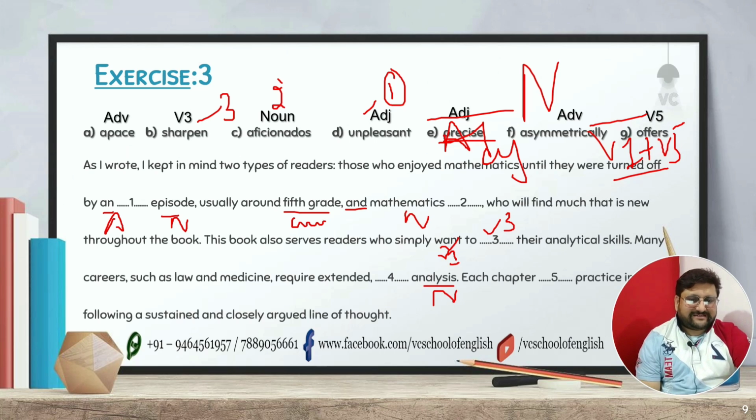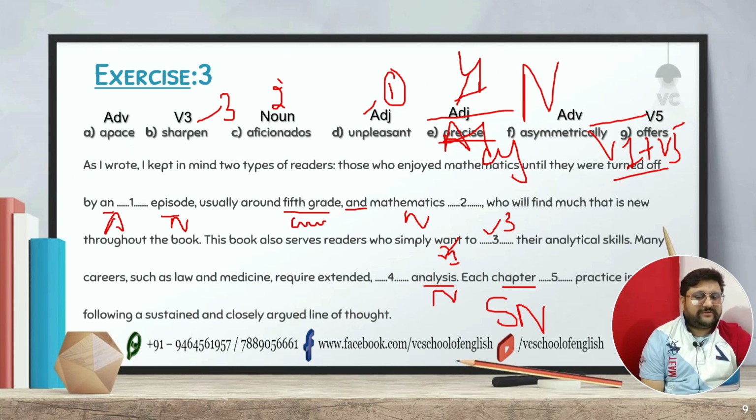Now, as I mentioned, only one adjective we are left with, that is precise. So the answer for the fourth is precise. Now let's move to the fifth one. So each chapter. So chapter is a singular noun. Whenever you see a singular noun, after that we have a blank, always look for V5. So we have only one V5 in the options, that is offers. That is our answer for the fifth.